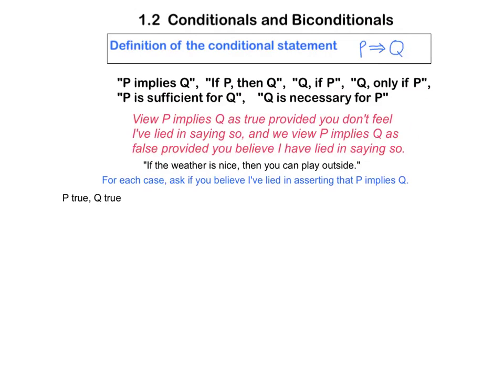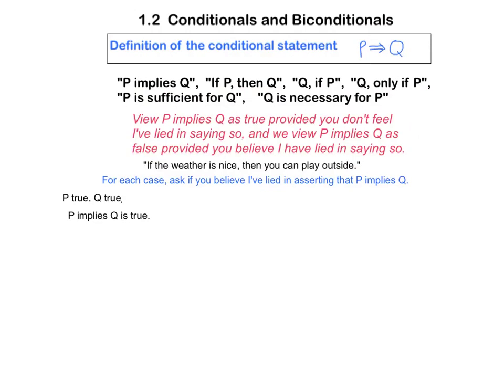Okay, so the first case is P is true and Q is true. That means that the weather is nice and you do wind up playing outside. So have I lied in asserting that this is a true statement? No, I haven't lied, and so according to this criterion we should view P implies Q as being true.